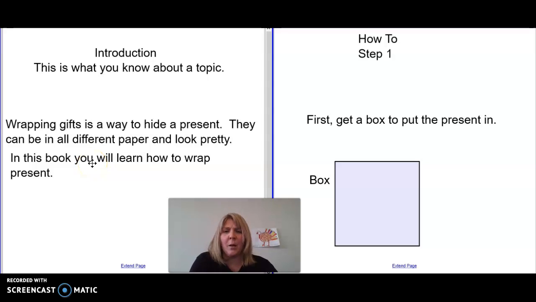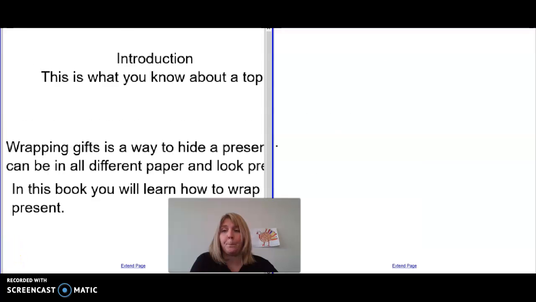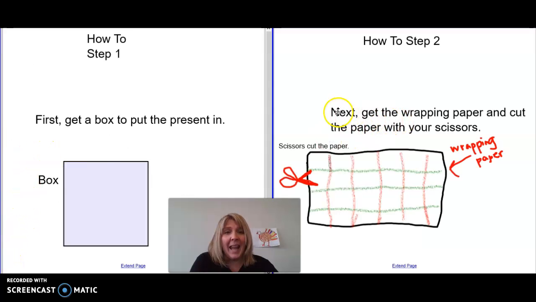The other thing that it's really important that you look for is making sure you have the steps of your how-to in order. So you might say some special words like first, then, next, and you're going to tell them in order. And you might have numbers like number 1, number 2. So mine says, first, get a box to put the present in. Next, gather the wrapping paper and cut the paper with your scissors.